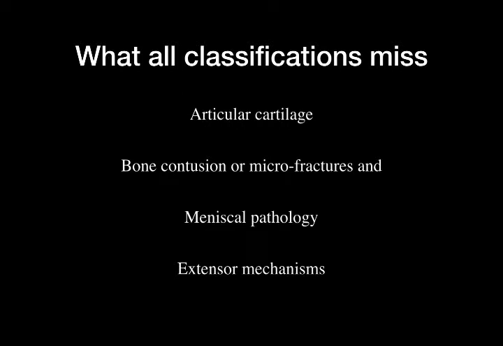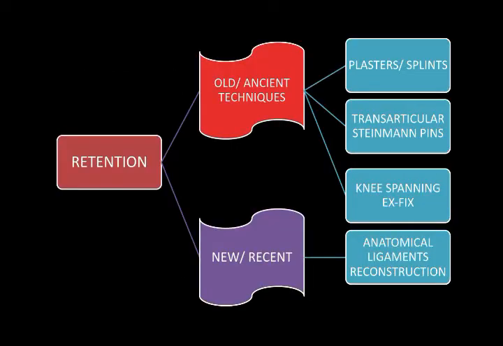But still the Schenck classification also misses the articular cartilage injuries, which may account for up to 28.3%, and bone contusion and microfractures, meniscal pathology, and extensor mechanism injuries. Once knee dislocation is reduced, the second step is retention of reduction.